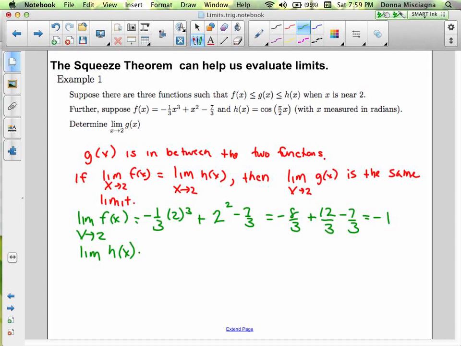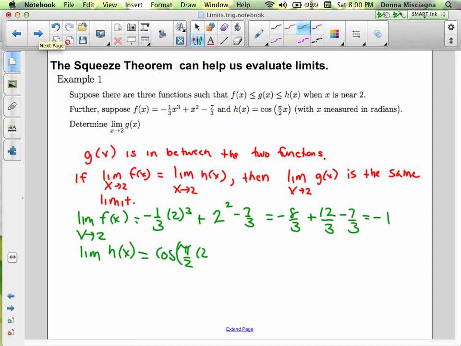All right, so we have the limit of h of x. Now I'm just going to plug in 2. So I have cosine pi halves times negative 2. I'm going to write the negative 2 in front. Oh, excuse me, it's cosine pi halves x. Sorry. That's not 2 times. I misread it. I looked way too quickly. It's the cosine of pi halves times 2.